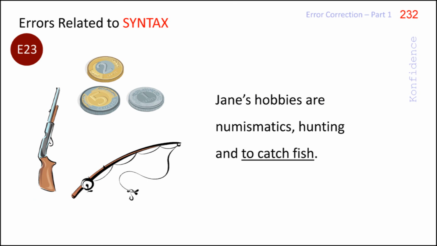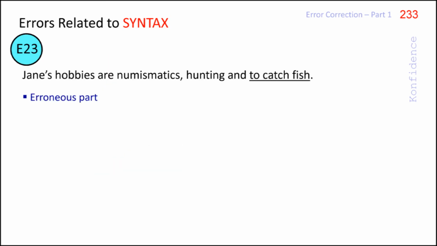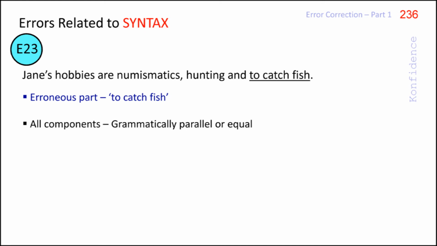Look at this sentence given in the slide. In the sentence, the erroneous part is to catch fish. Why? When information in a sentence is given in the form of a list or series, all components must be grammatically parallel or equal. That is, all components will be in the same part of speech. For example, if the first is an adjective, the rest must also be adjectives.